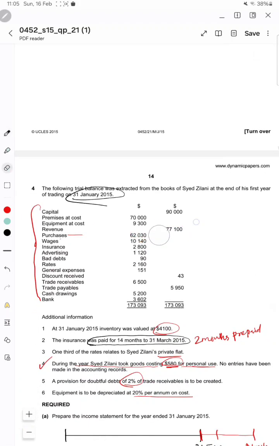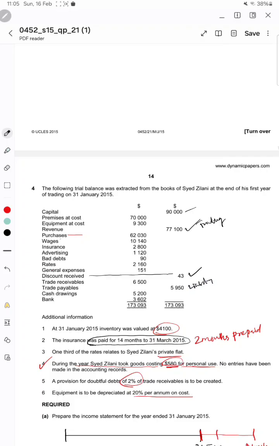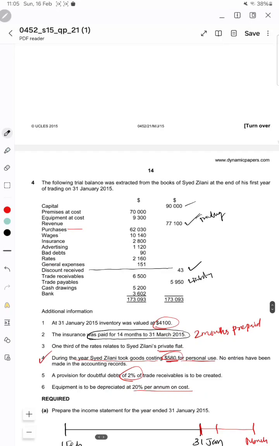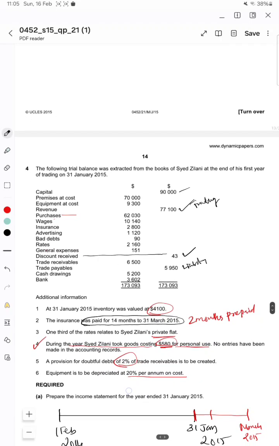Always remember, revenues and income will be on the credit side. So you can check the credit side. Capital is not a revenue, that's capital only. Revenue is already taken in the trading section. Then discount received is there. This is a revenue, so this should be taken. Only the discount received is available. There is no adjustment for discount received, right?